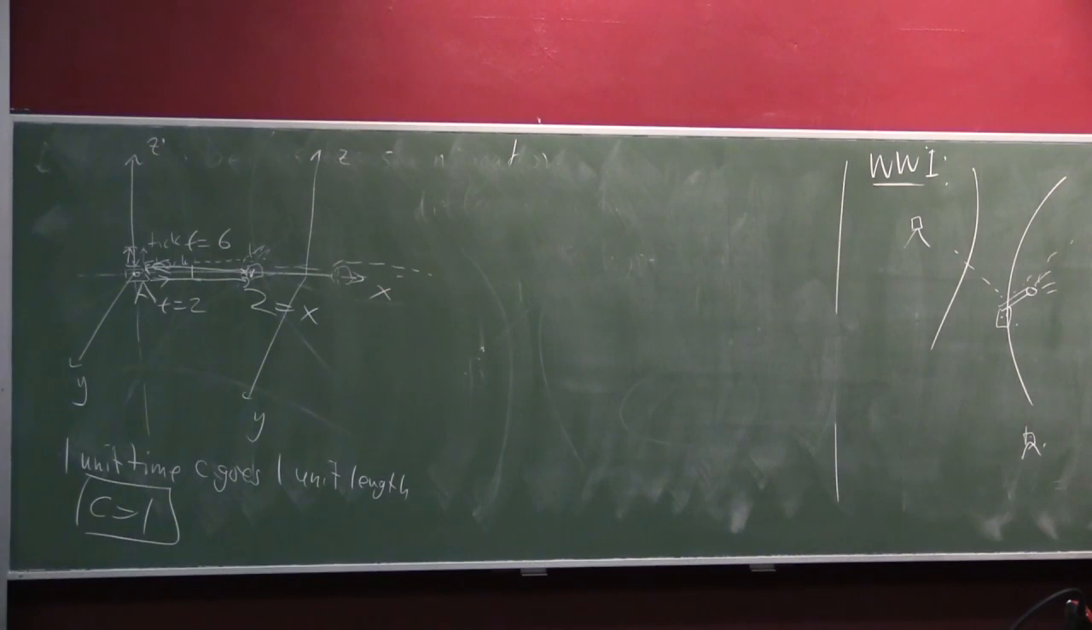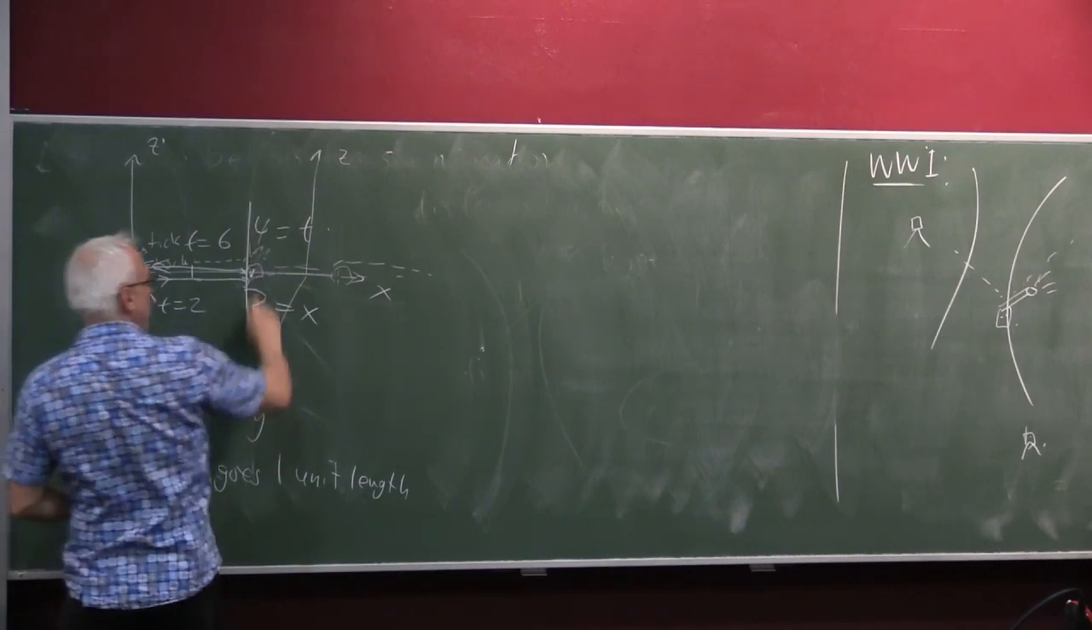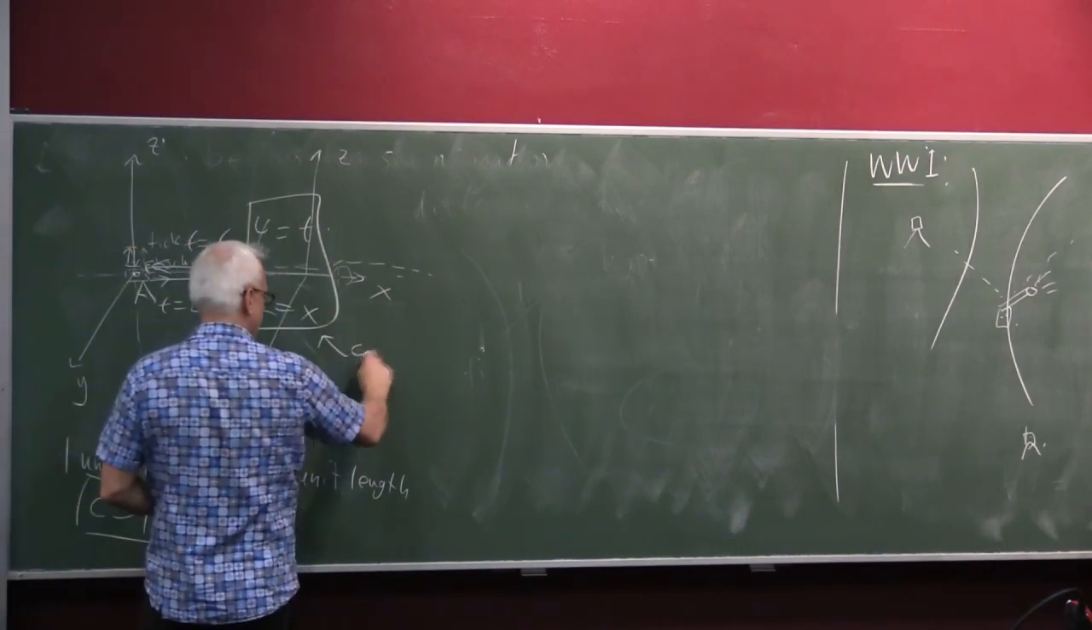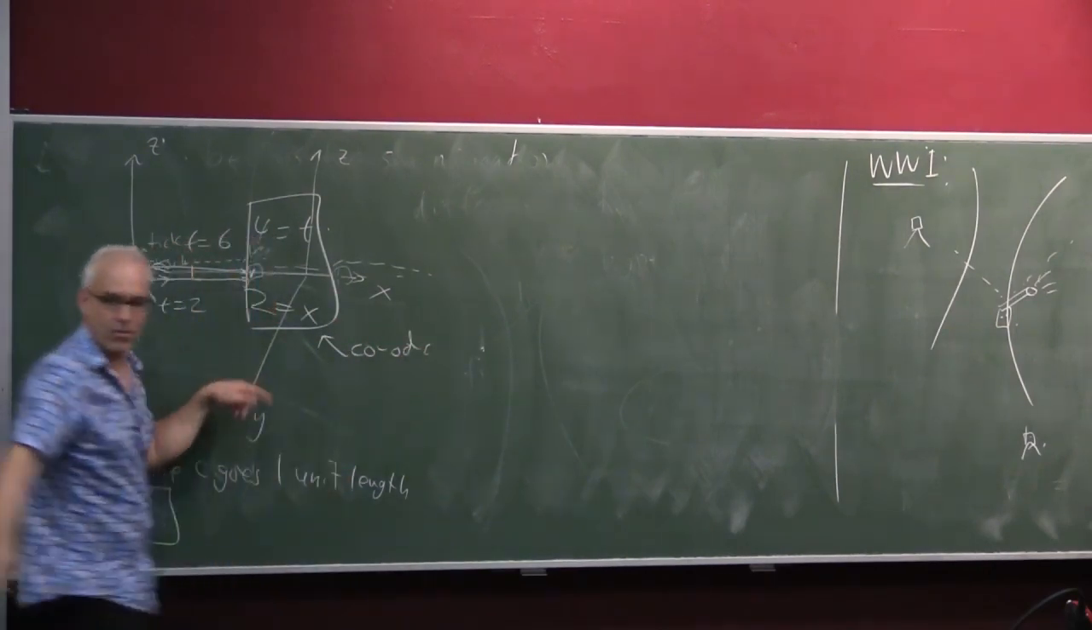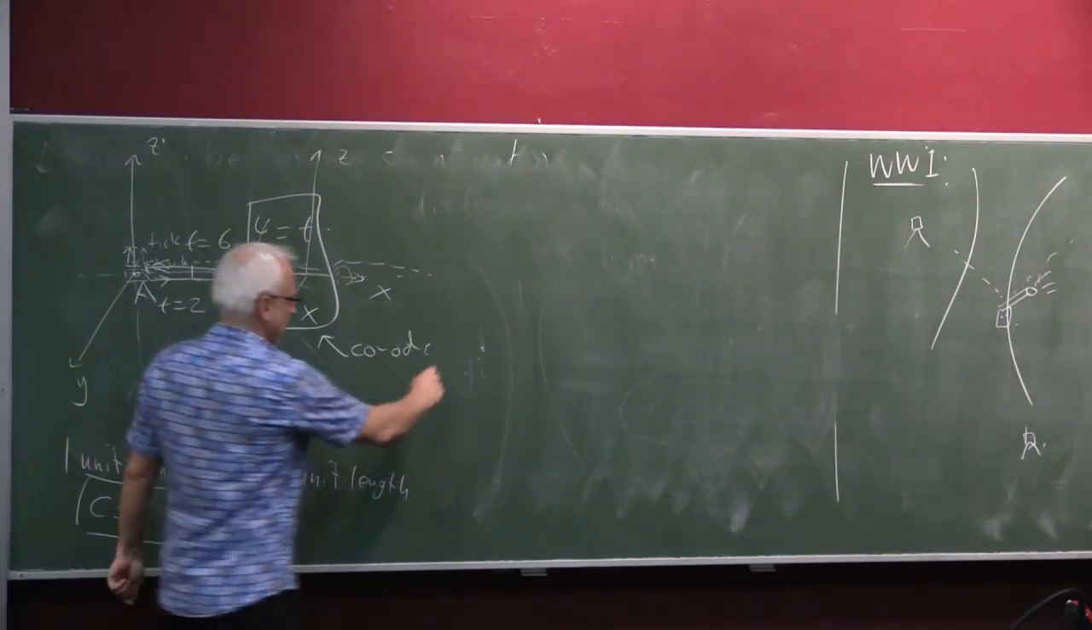And what is the time at which that explosion took place? Well, we sent the beam out at 2 and we got it back at 6. So the explosion was exactly halfway in between those two times, because it takes as much time to go in and out. So the explosion took place at time t equals 4. So we can say that these are the coordinates. Okay, I'm ignoring y and z. So these are the coordinates of this event.